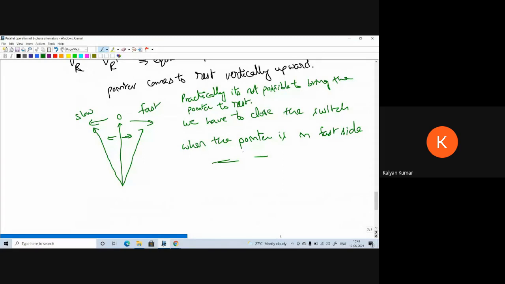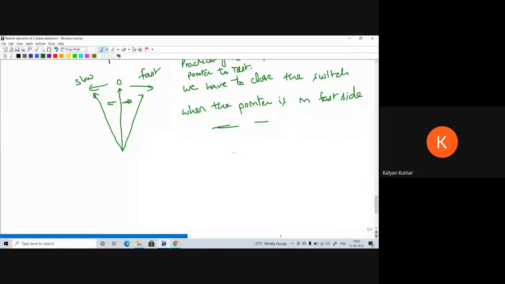The benefit is that when you are closing on the fast side, the speed will be somewhat higher than the existing machine. Therefore, it is capable of delivering some amount of power. So, if a load is already there on the parallel operation, then the incoming machine can stand in the parallel operation. So, we have to close the switch when the pointer is moving in the fast direction.